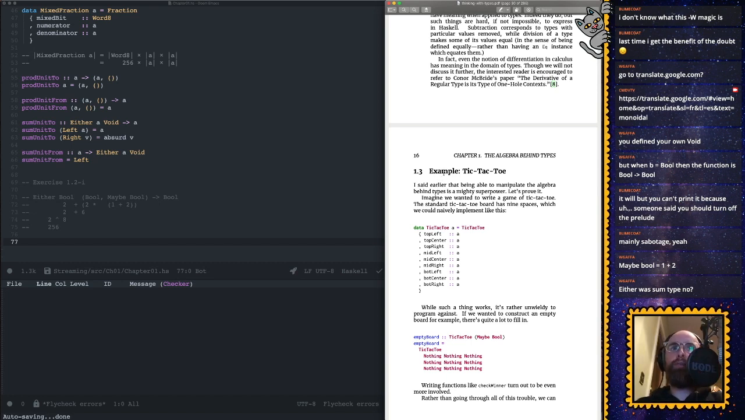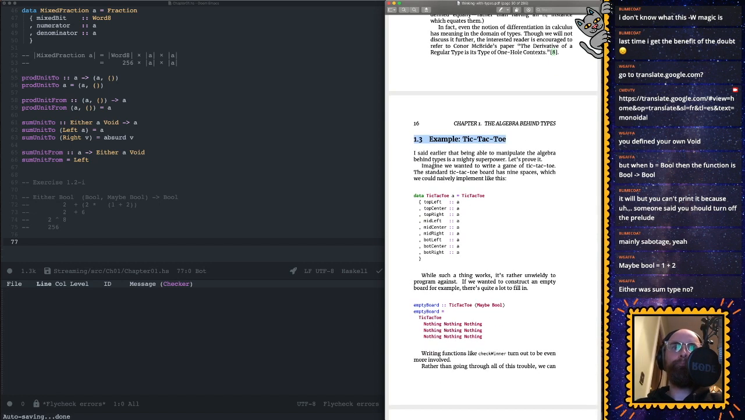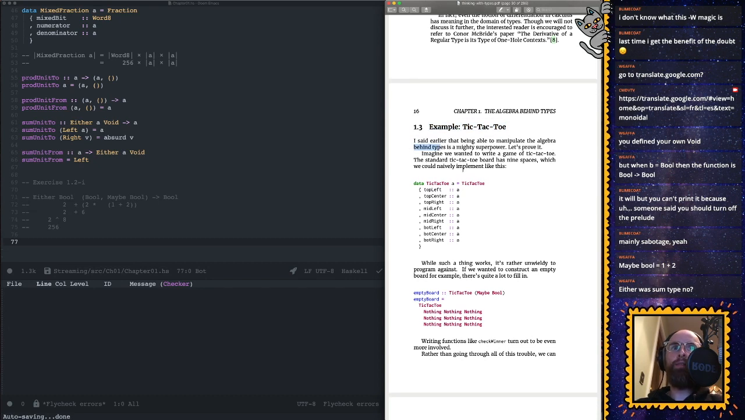Example, tic-tac-toe. I said earlier that being able to manipulate the algebra behind types is a mighty superpower. Let's prove it. Imagine we wanted to write a game of tic-tac-toe. The standard tic-tac-toe board has 9 spaces, which could be naively implemented like this.